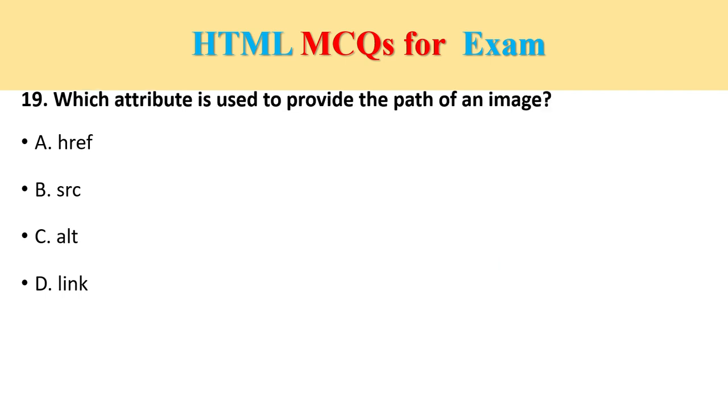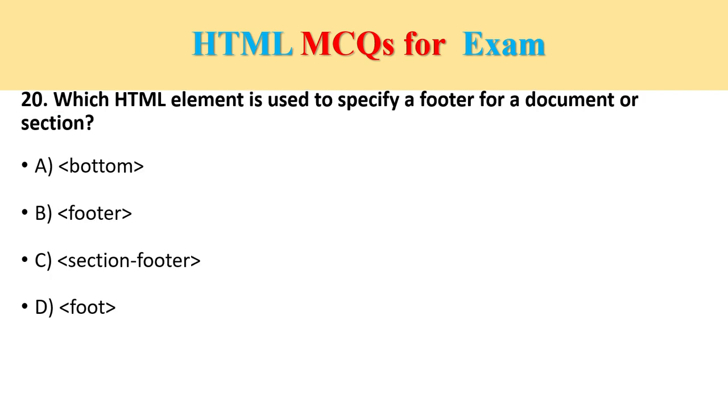19. Which attribute is used to provide the path of an image? To provide the path of an image in an HTML element, we can use the src attribute, which specifies the path or URL of the image. B is the correct answer.